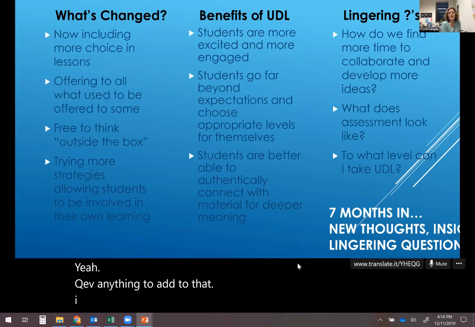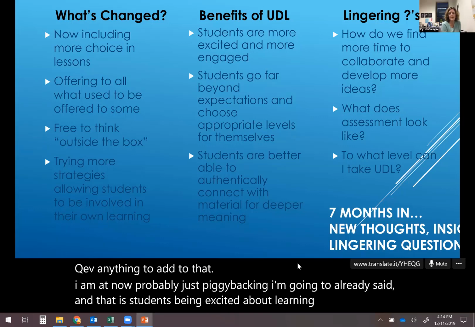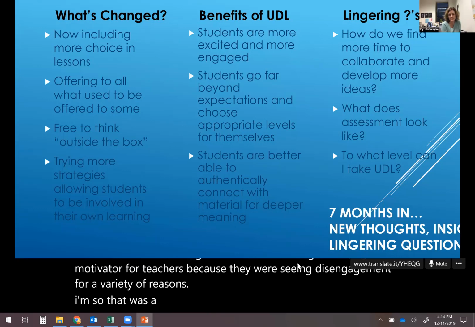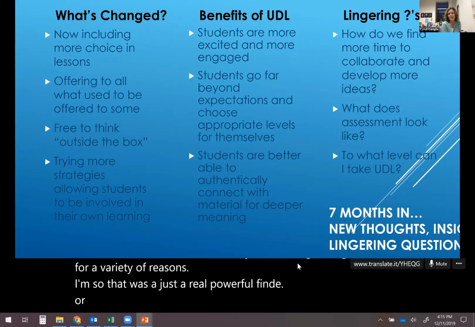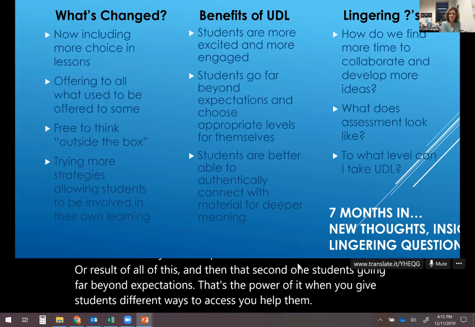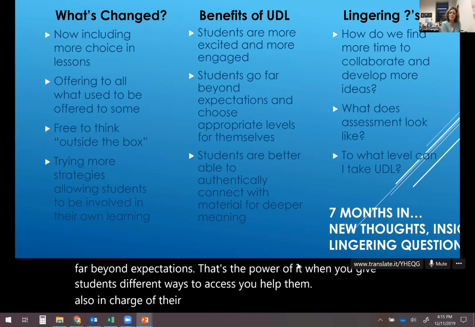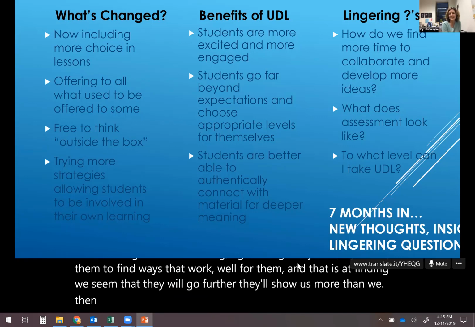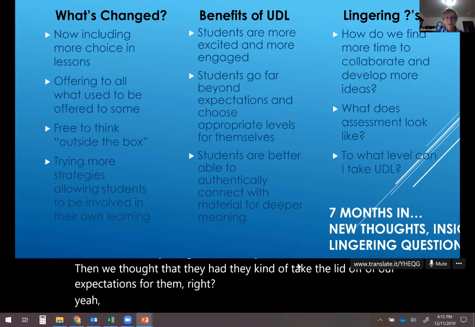No, probably just piggybacking on what I already said. The students being excited about learning was a huge motivator for teachers because they were seeing disengagement for a variety of reasons. So that was a real powerful finding. And then that second one, students going far beyond expectations, that's the power of it. When you give students different ways to access and you help them be in charge of their learning right alongside you, and you help them find ways that work well for them, we see that they will go further. They'll show us more than we thought they had. They kind of take the lid off of our expectations for them. Right. Yeah. So that's good.